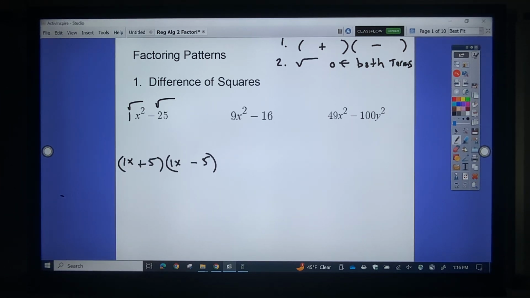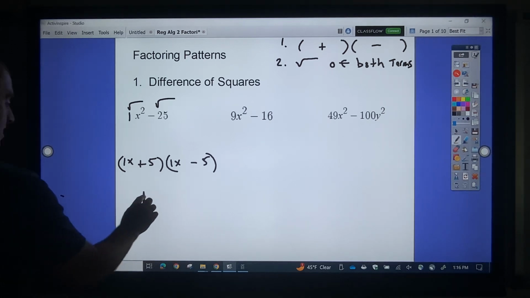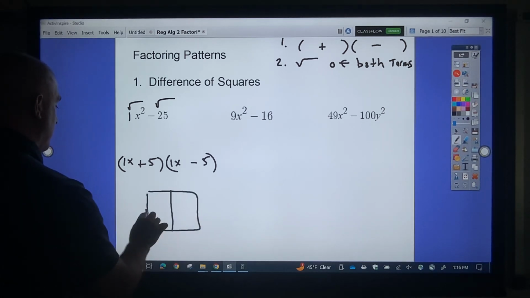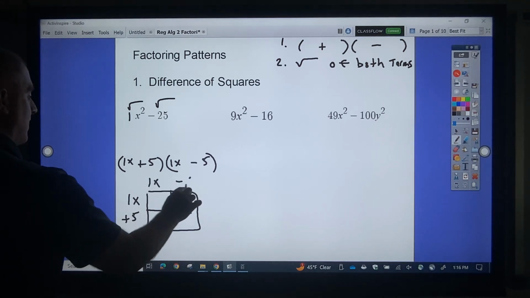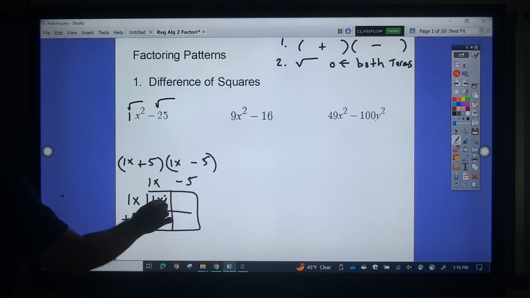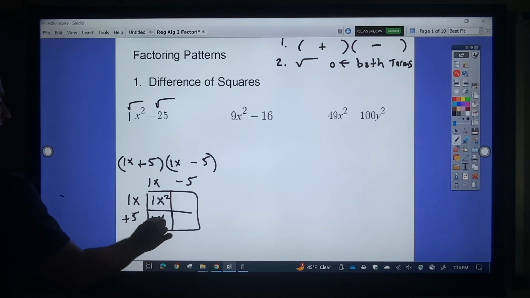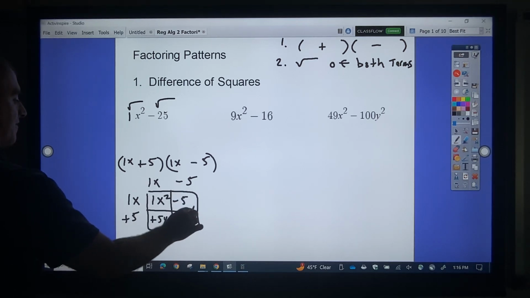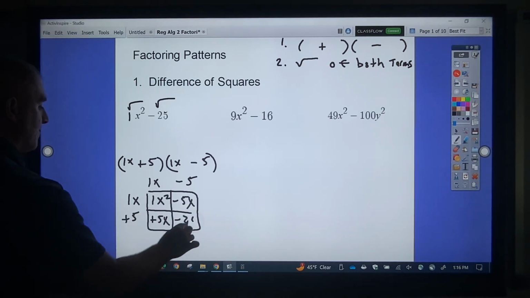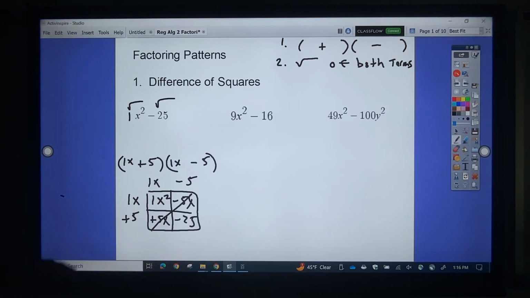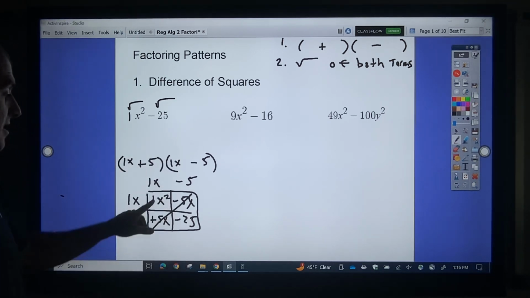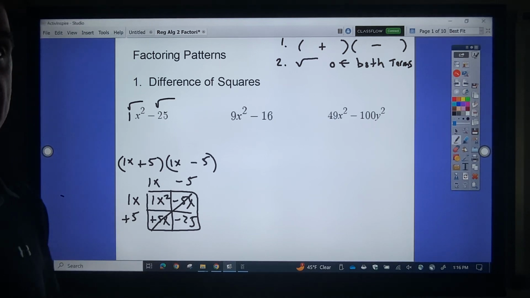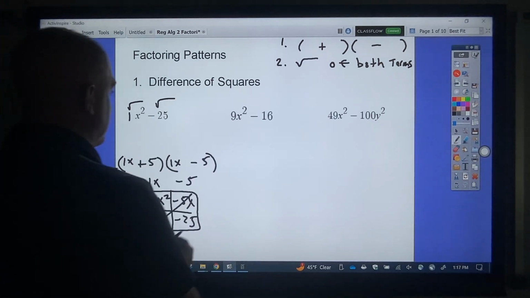Now, here is the reason why that works, okay? If you remember our discussion on box multiplication, if I FOIL that, 1x times 1x squared, 5 times that, positive 5x, 1x times that, negative 5x, 5 times that, negative 25. If you go to combine those, they go away, all right? Now, they couldn't have been a plus because those would combine to 10. They both can't be minus because those would combine to negative 20. We'll get into those in the next part, okay?